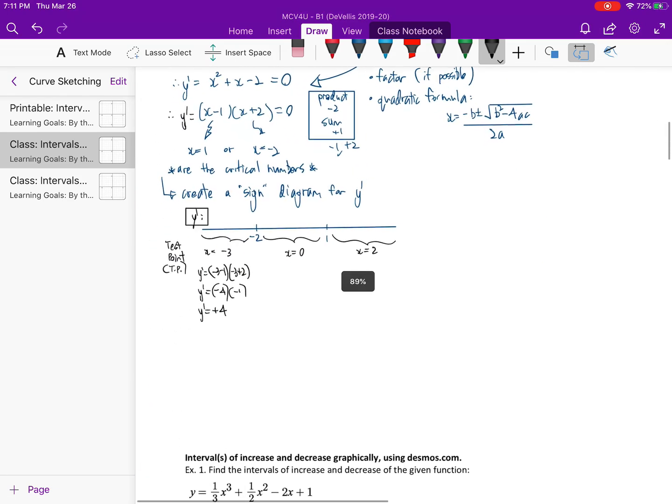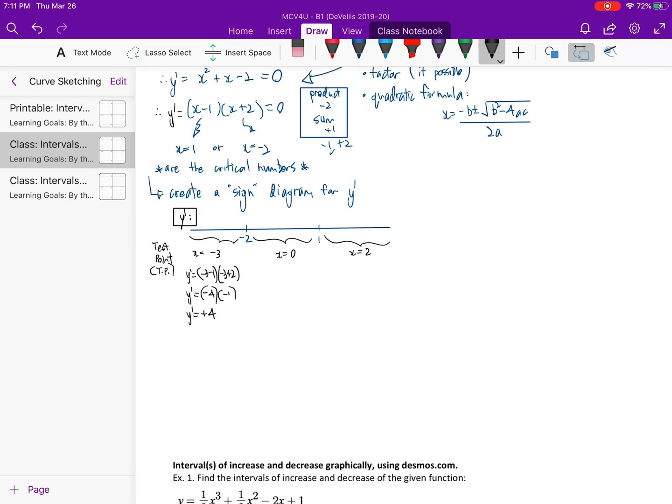So let's go back here and say y prime equals +4, which is greater than 0, therefore increasing. Therefore the original function is increasing.